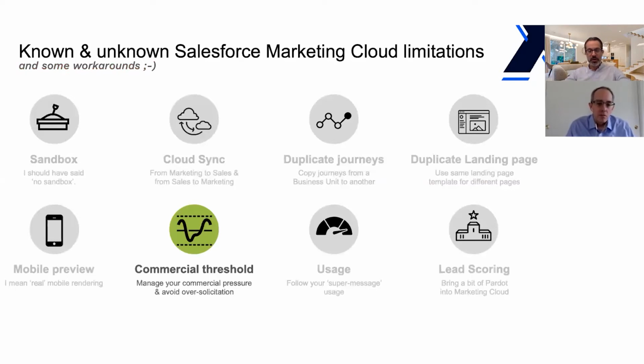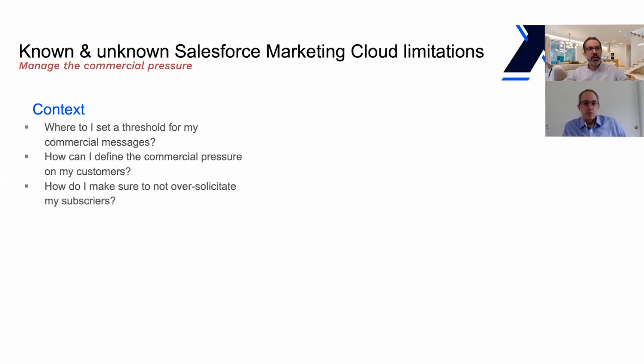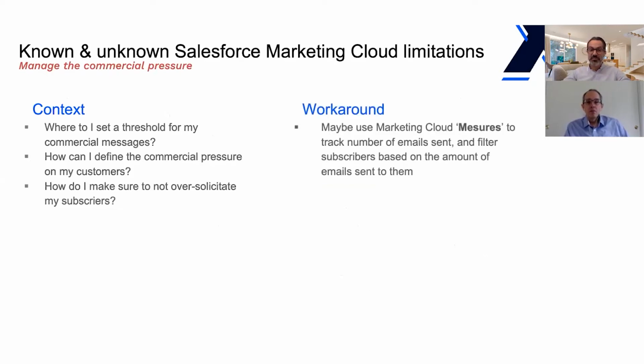Last topic is about the commercial threshold. If you're using different types of solutions for marketing automation, it's something that you usually see. You do not want to over-solicit your subscribers. You don't want to send too many messages. So you would like to say, I don't want to send another email if someone has received more than 5 emails in the last 2 weeks, for instance. But these features which exist in other solutions are not out-of-the-box features in Marketing Cloud.